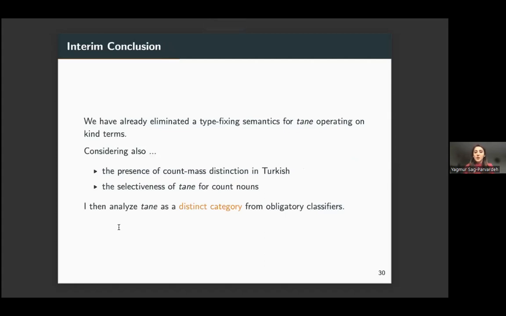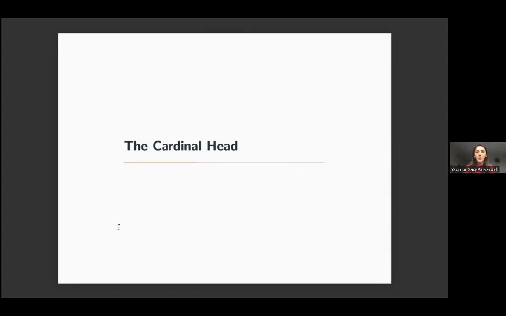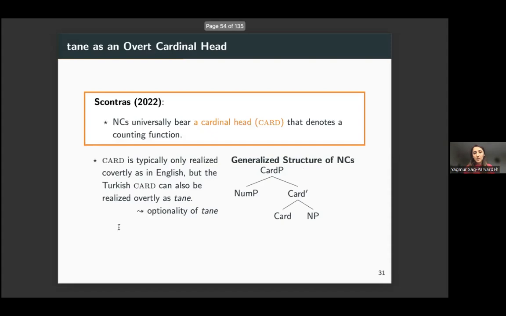Based on all the discussion, I analyze Tane as a distinct category from obligatory classifiers. If so, what is it? If it's not helping the noun to be able to be counted, then what does it do? I claim that it's the cardinal head. It does the counting itself. Contrast has claimed that numeral constructions universally bear a cardinal head in their structure. So when you say "two books," you actually have a covert cardinal between the numeral two and the noun.